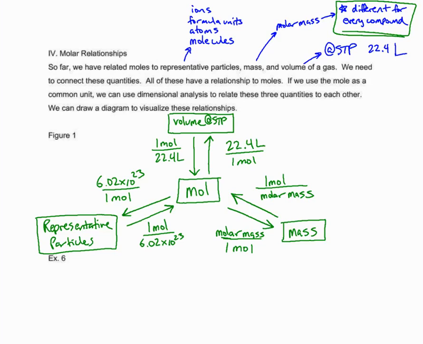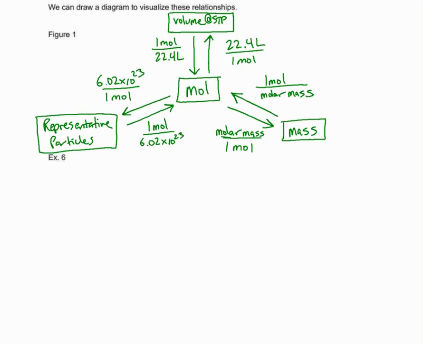Okay, so in the last video, we talked about figure 1, and we are relating all 4 of these different quantities. Represented particles, volume at STP, and mass all relate to moles. And so using moles as the bridge, you could relate any of these other 3 pieces. So now we're going to try a few examples.